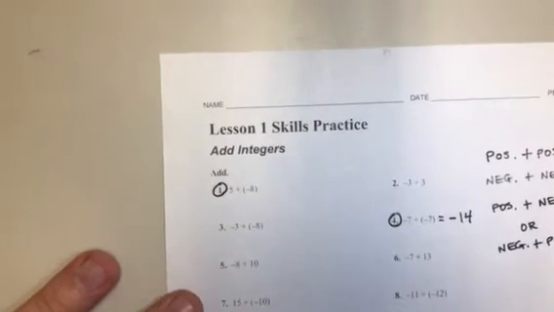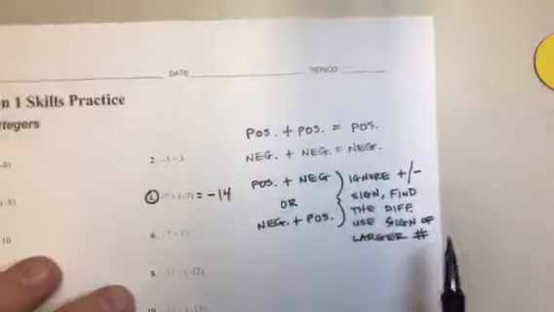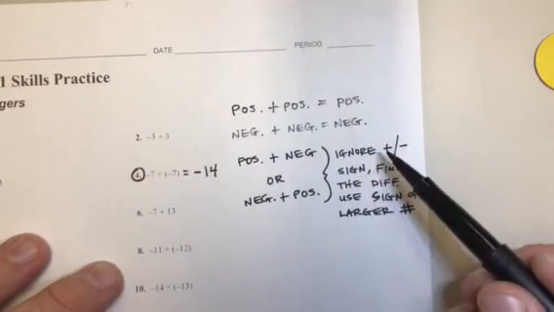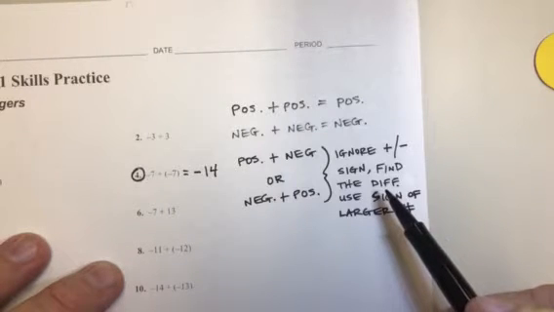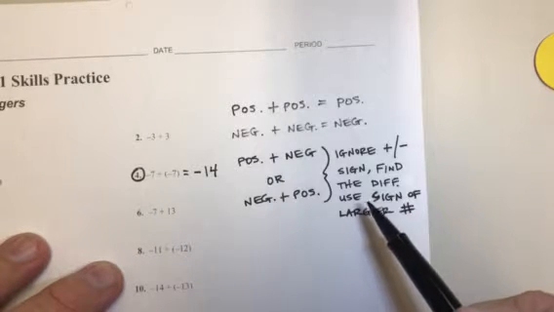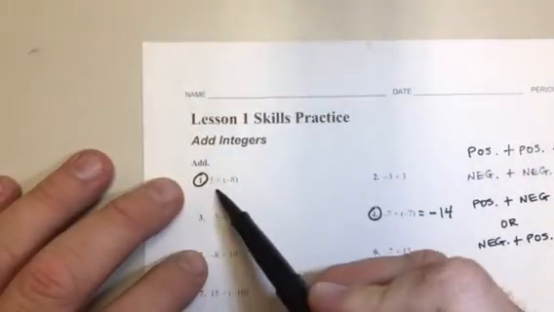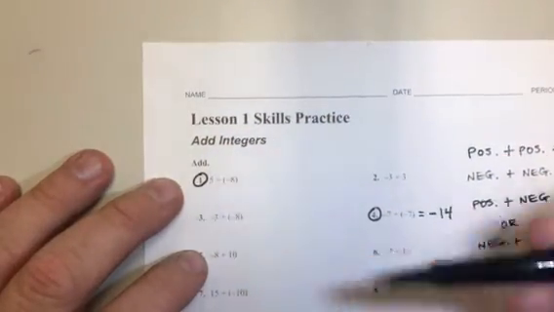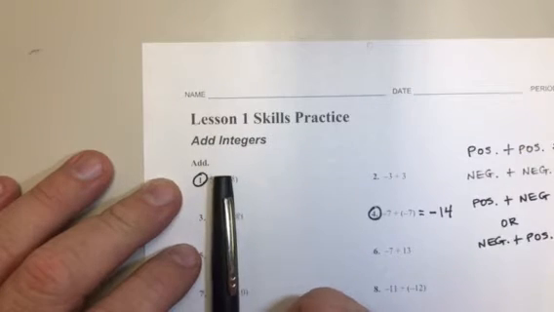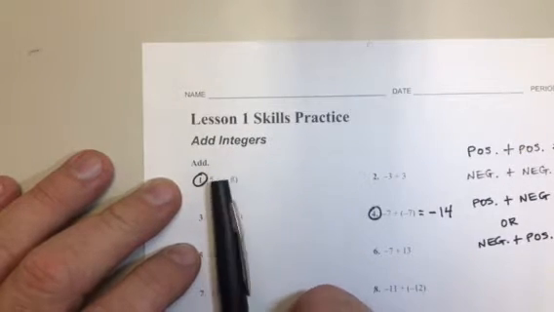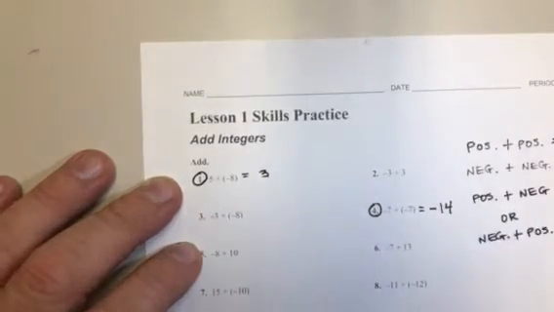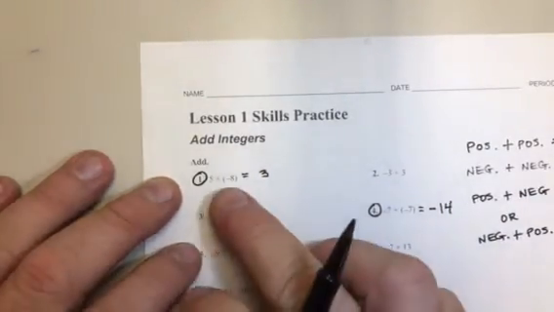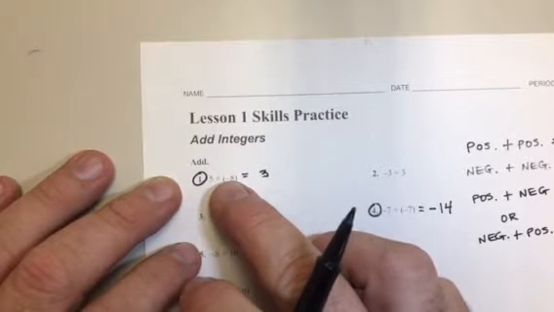The way we handle that is that we ignore the signs for a moment, so ignore the positive and negative signs for a moment. Find the difference between those two numbers and then use the sign of the larger number. So if we're looking at 5 plus negative 8, let's ignore the signs for a moment. Let's just look at that as 5 and 8. The difference between 5 and 8 is 3. And the sign of the larger number is negative because 8 is larger than 5.